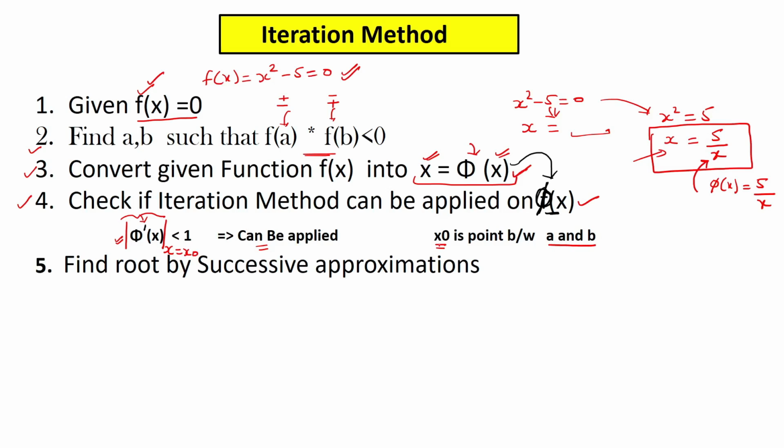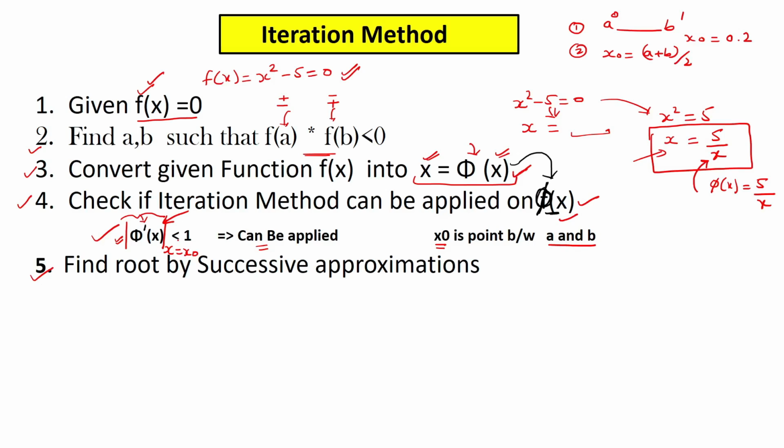How can we find this point x0? There are actually many ways to find this point. One thing is, you can choose any point between a and b. For example, a is 0 and b is 1, so you can say my x0 can be, for example, 0.2, because 0.2 lies between 0 and 1. Or you can say that x0 will be the midpoint of a and b. This is also valid. So we put this x0 at this place and find the value of phi dash x. After checking this condition, if we find that yes, our method can be applied on this given phi of x, then we will proceed to step number 5.